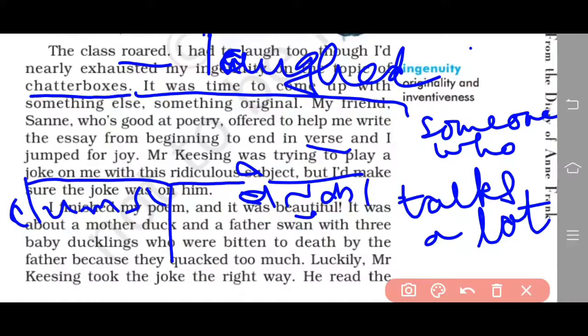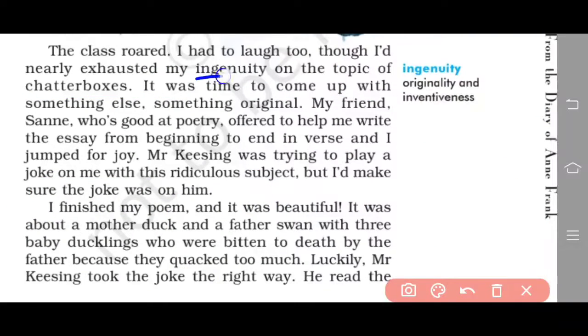Now after all, she was tired of writing essays on the similar and one and only topic. So now she was very tired. She had exhausted her ingenuity. Here see the meaning of ingenuity. Ingenuity means her originality and inventiveness.